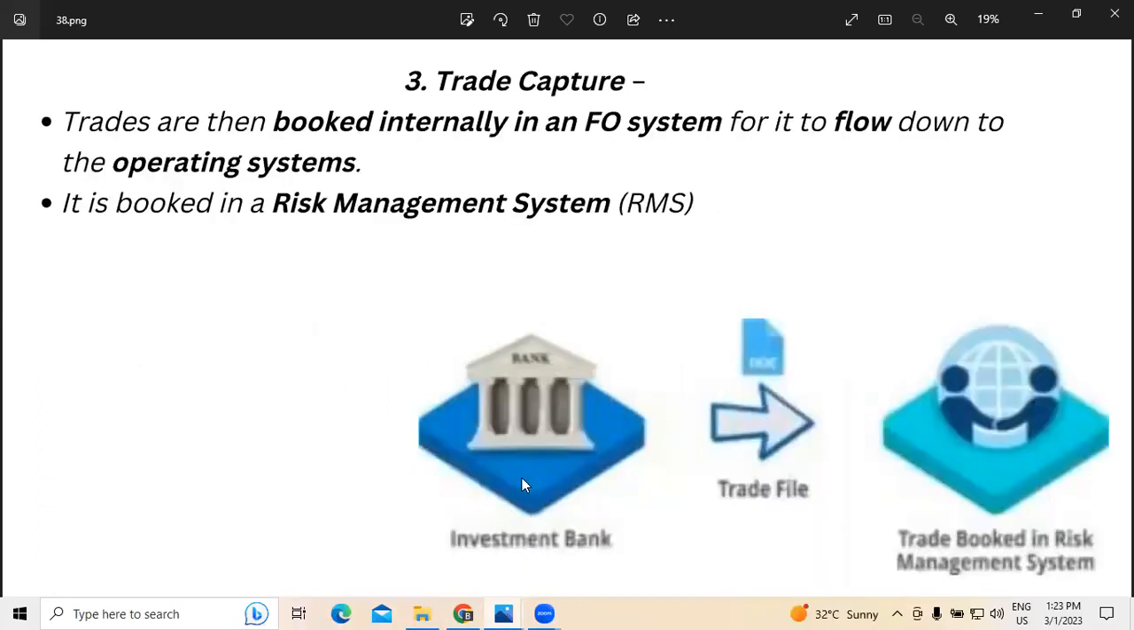The third one is called trade capture, where the trades are booked internally in the order management system, which flows down to the operating system and is booked in risk management systems, called RMS in short.